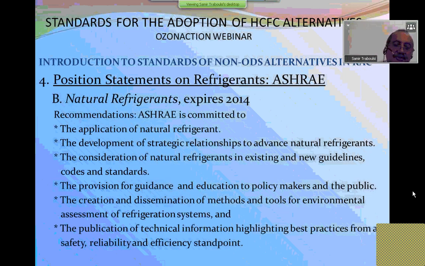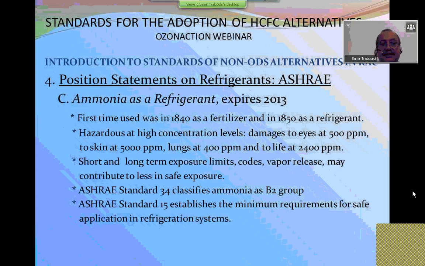On natural refrigerants, the position statement is committed to the application of natural refrigerants. That means this technical society will be willing to look for more applications in natural refrigerants and awareness and dissemination of information worldwide. Publication of technical information is ongoing, and it is the interest of this technical organization to promote natural refrigerants. Going quickly through the position statement, it's ammonia. We know ammonia is an ancient refrigerant, being used as of 1840, 1850. Unfortunately, again, as I said earlier, a refrigerant would be sound in certain aspects, but it would not be when it comes to exposure at certain concentrations.